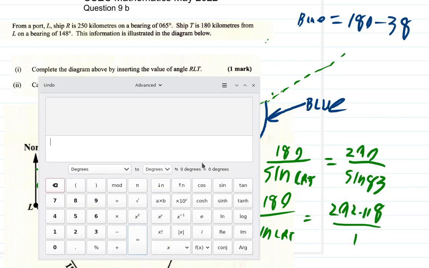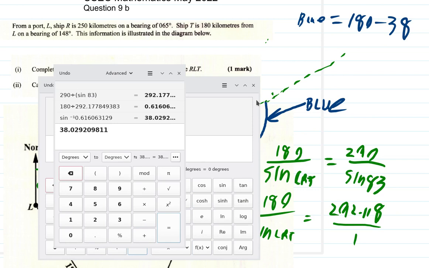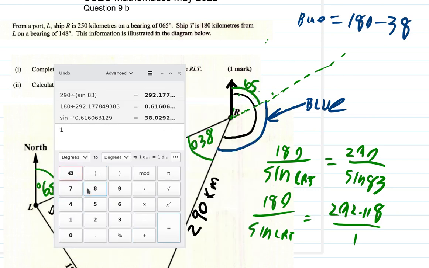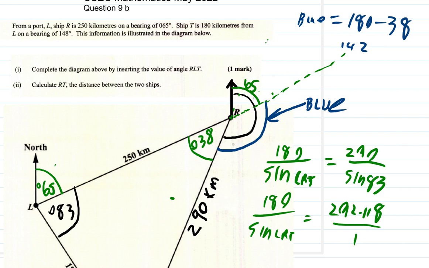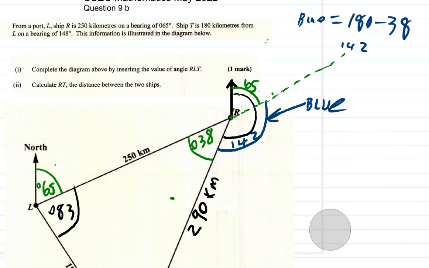Let's quickly do that with our calculator. 180 minus 38 equals 142 degrees. So our blue angle is 142 degrees. See that? Let me just erase some of this. Now remember, if you have certain parts of the maths that you don't see here, you could watch the video again. You could also make a comment about it.